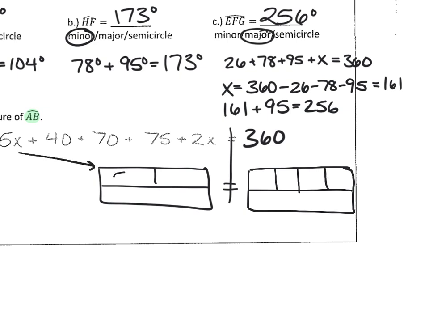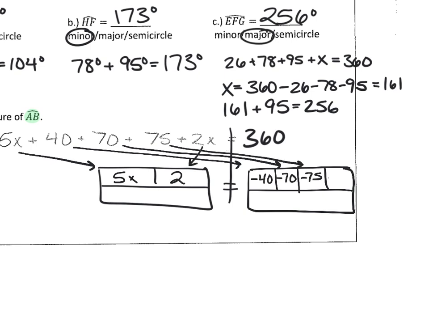I start dragging and dropping. This is 5x. The 40 goes all the way over here, negative 40. 70 also, boop, all the way over there, negative 70. 75, cross the line, change the sign. 2x, no cross the line, don't change the sign. And 360, no cross the line, do not change the sign. We're pros at this point, so we add the numbers on the top, that's 7x. We add the numbers on the top, that's 175. I divide by what?